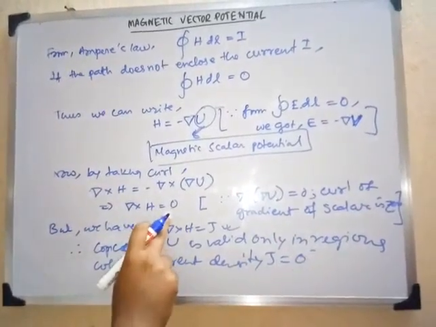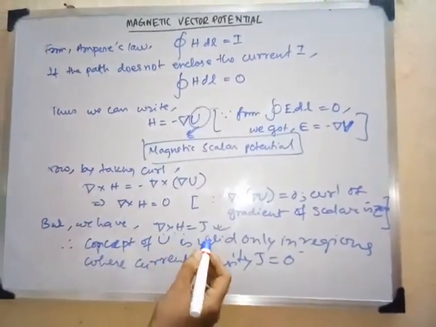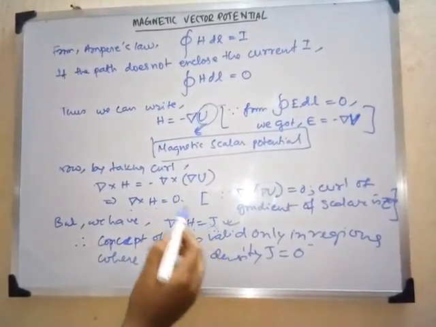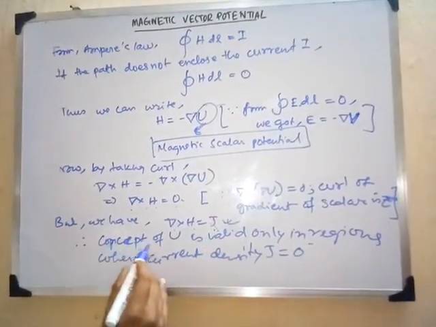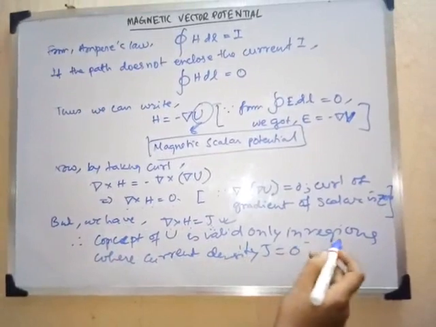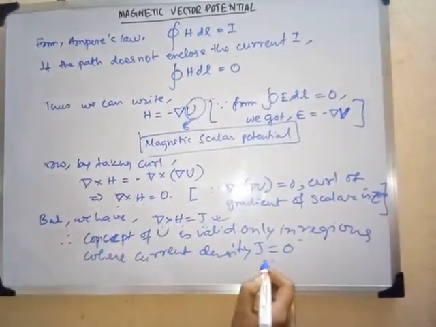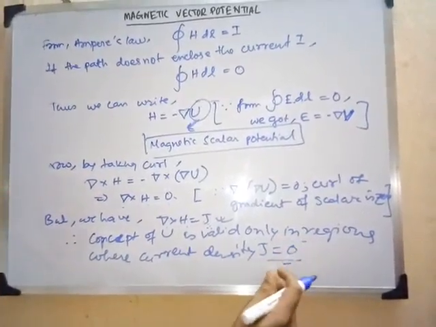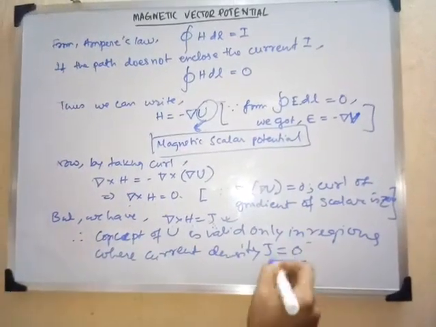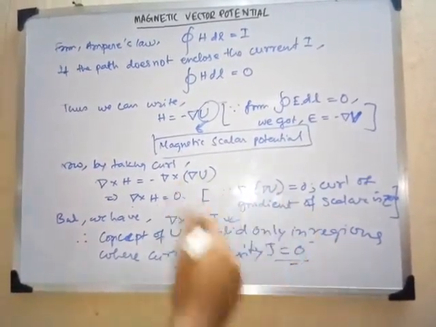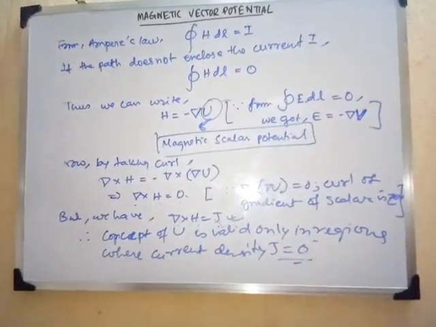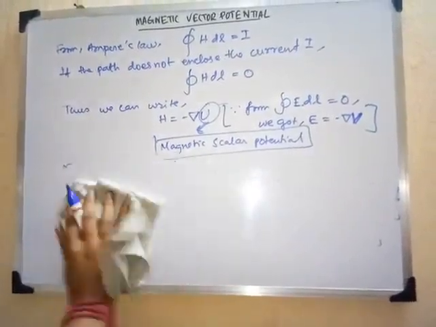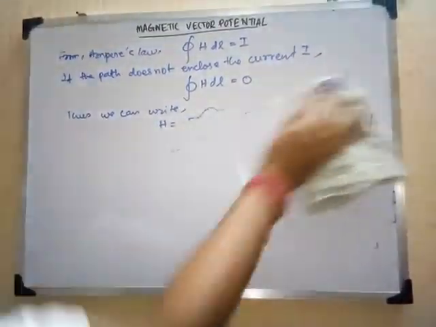Why? Because see, the right hand side comes 0. So now del cross H equals to J we know. Now here we got del cross H equals to 0. So we can conclude that J equals to 0, because both are on the right hand side. So we can conclude that the concept of U is valid only in regions where current density J is 0. But this is actually a limitation, I'd say that this cannot be true in all cases. I mean, in some cases we may find that J is not equal to 0. So in that case what will happen? So this is the reason why we need some different consideration, right?